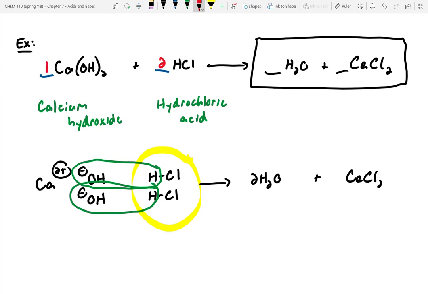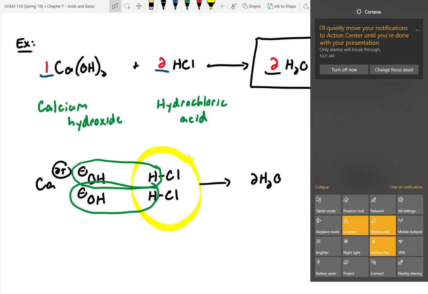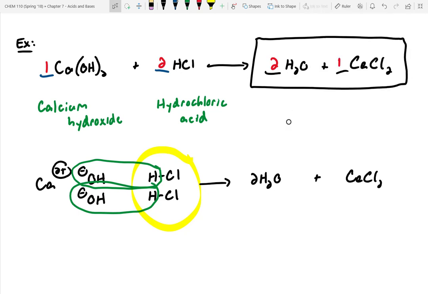We only needed 1 of the calcium hydroxides. We produced 2 water molecules because we had to neutralize both of the hydroxide anions with 2 equivalents of hydrochloric acid. And we get 1 equivalent of calcium chloride out. Does that make sense?